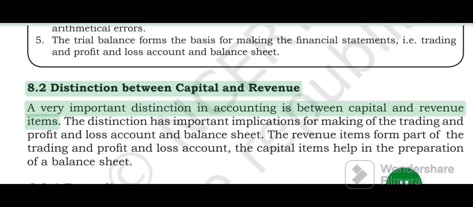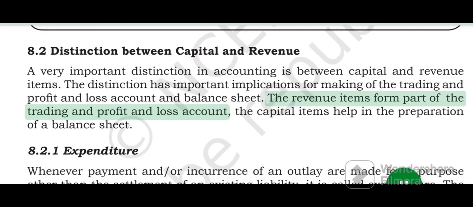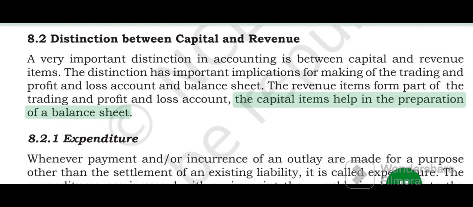8.2 Distinction between capital and revenue. A very important distinction in accounting is between capital and revenue items. The distinction has important implications for making of the trading and profit and loss account and balance sheet. The revenue items form part of the trading and profit and loss account. The capital items help in the preparation of a balance sheet.